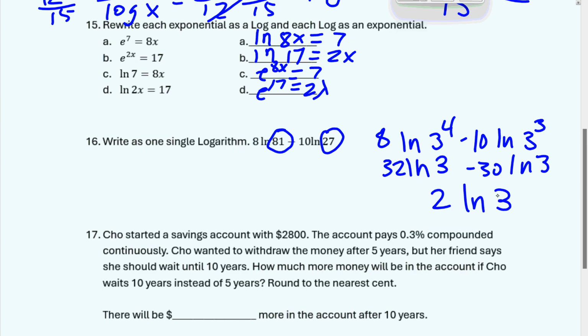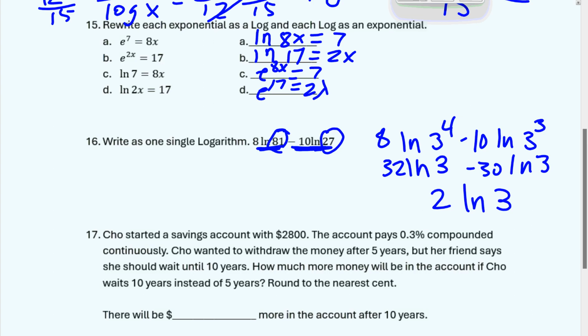Now your test or your quiz might not be like that, so just in case it's something different, we want to use the other rules of exponents or logarithms that say when we're adding, we multiply, and when we subtract, we divide. And if ever there's a negative ln, that's going to be in the denominator, and any positive ln will always be on top.